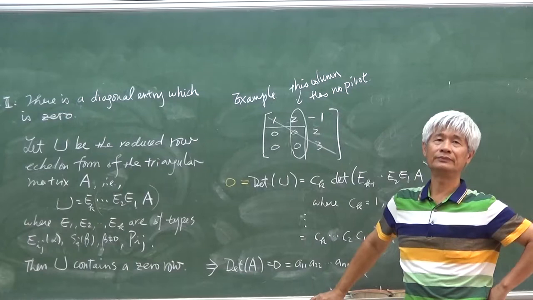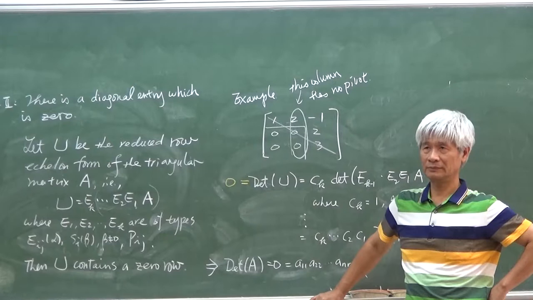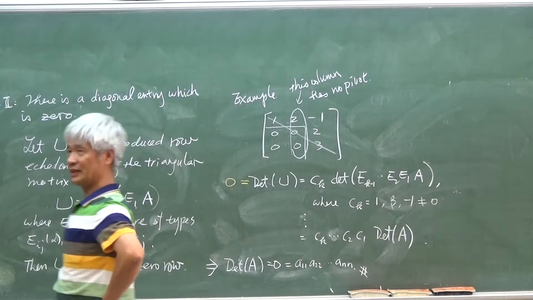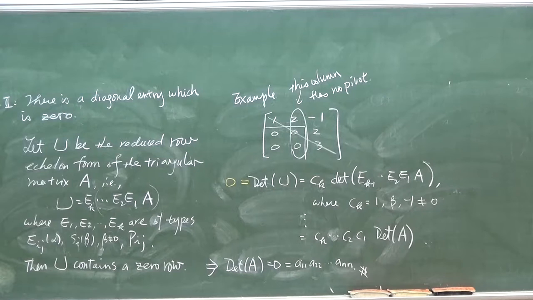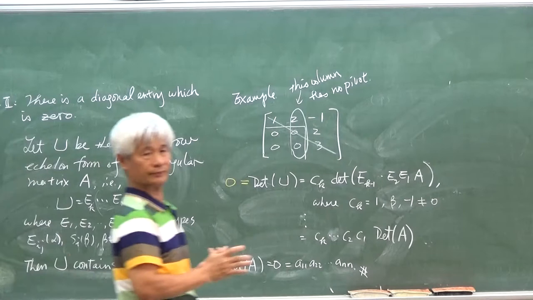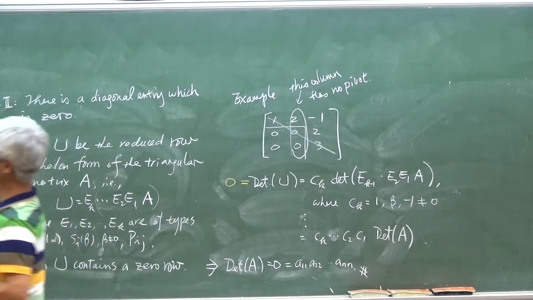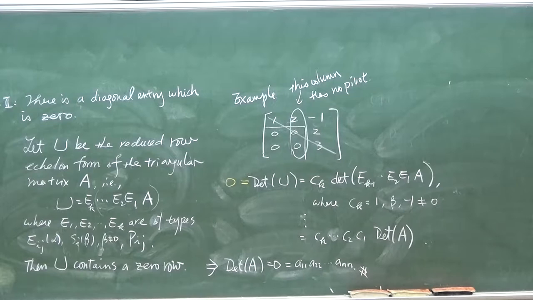Right. Any questions? So again, we go back to our row operations, right? Go back to chapter one. Chapter one is always the foundation. Okay? We always go back to chapter one. Even when we discuss the last chapter, sometimes we go back to chapter one. Any questions? So we know how to compute the determinants of a triangular matrix. Very easy, right?